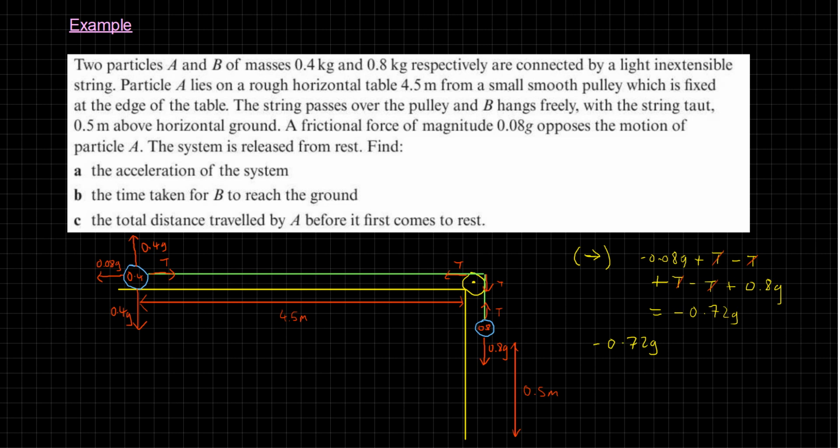And what else? Oh, hang on. What am I talking about? This is plus, isn't it? Silly me. That does make more sense. Yeah, so plus 0.72 g, that's equal to mass, which is 0.8 plus 0.08, so we've got 0.88 times acceleration. Therefore, acceleration is equal to 0.72 g divided by 0.88.